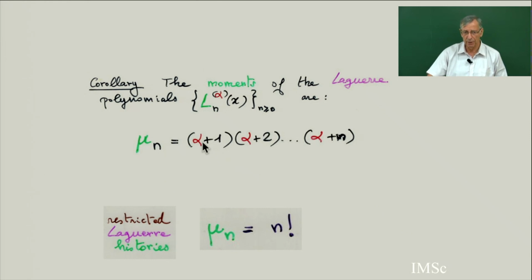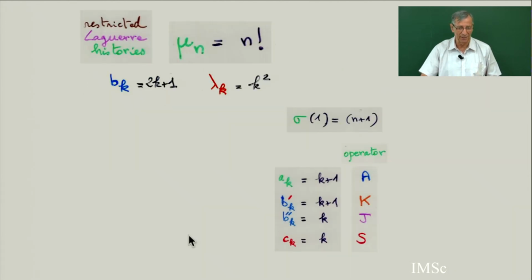And if you put alpha equals 0 here, you get n factorial. And you get what I call the restricted Laguerre. Restricted Laguerre means the weight is k(k+1) instead of (k+1)^2, which means that instead of having k plus 1, k plus 1, I put only k and k here. And this means that this operator means that one choice is forbidden. The choice is to put your new value i in the first position.